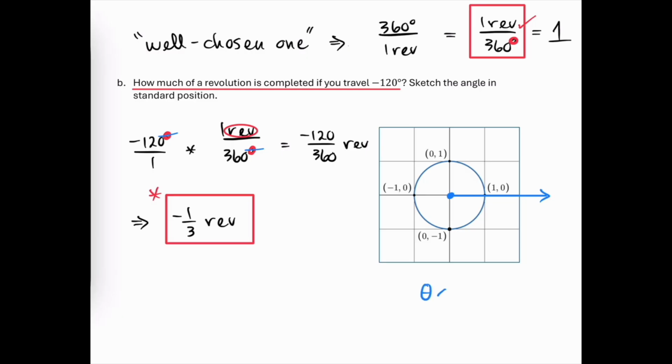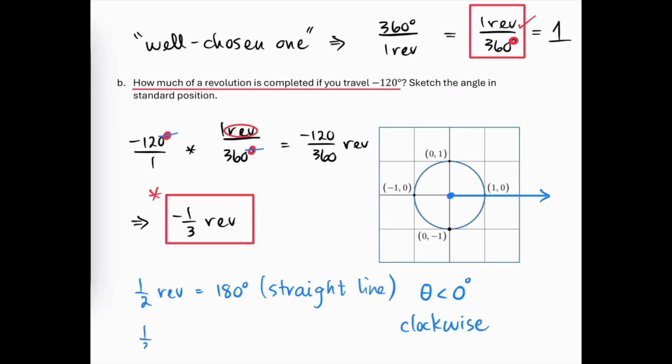And since our angle theta was negative, that means the terminal side is going to sweep in a clockwise direction. Remember, half of a revolution is 180 degrees, or that straight line. So 1/3 of a revolution is going to be a little bit less than that. So we swoop in this clockwise direction to let our terminal side land down here somewhere in the 3rd quadrant. So this is the angle that measures negative 120 degrees, but it also can be considered negative 1/3 of a revolution.